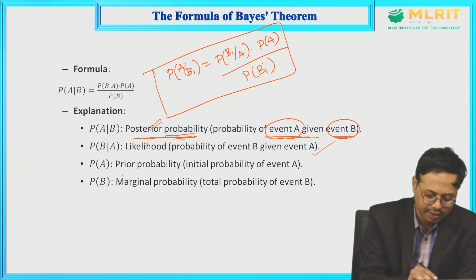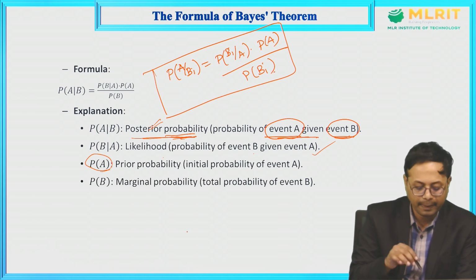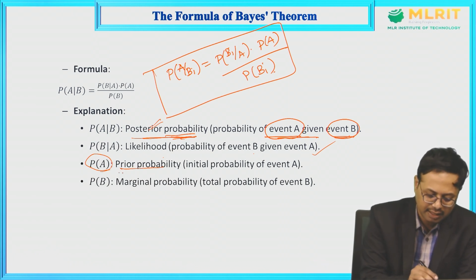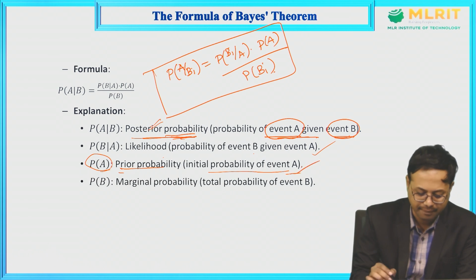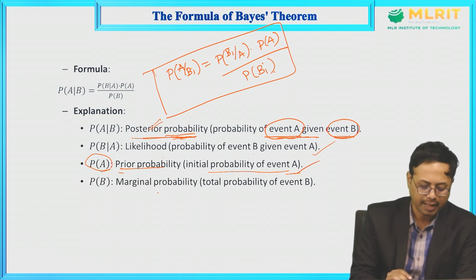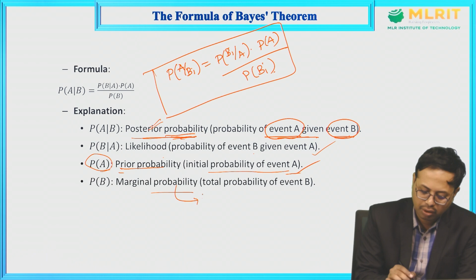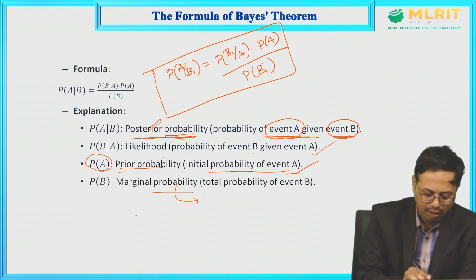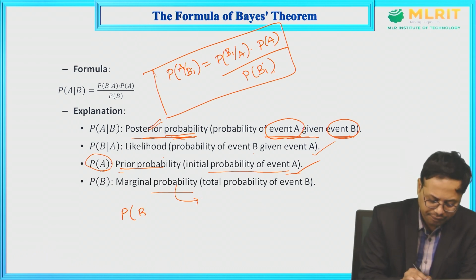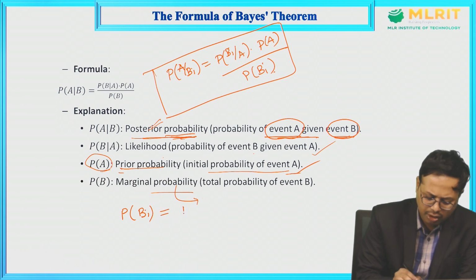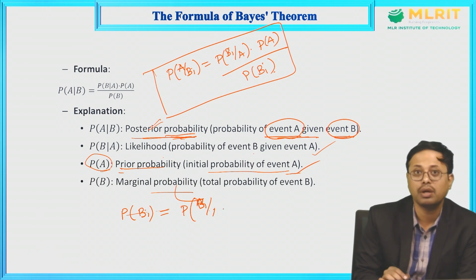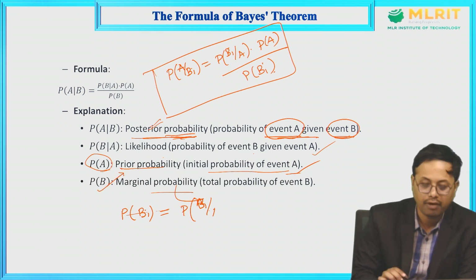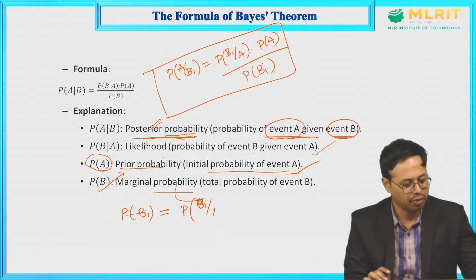Next, prior probability. P of A is already defined. Before applying the probability, we know the event. That is the prior probability, the initial probability of event A. Next, marginal probability. Marginal probability is also called the total probability theorem. What is the total probability theorem? It tells that P of B is equal to the sum of P of B given Ai into P of Ai. From the concept of total probability theorem, we can apply it to get P of B.